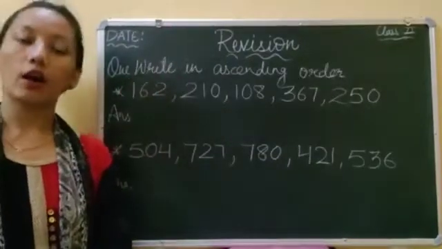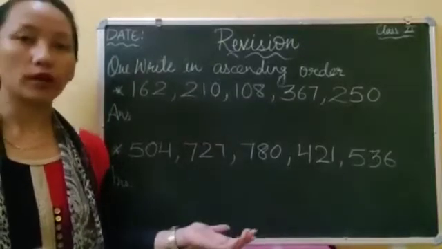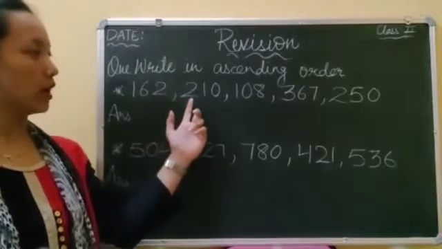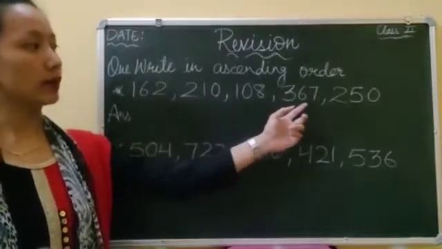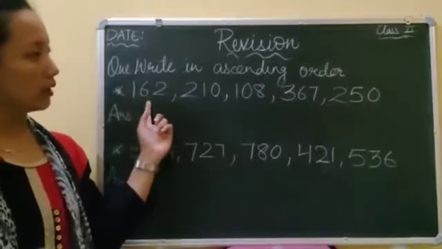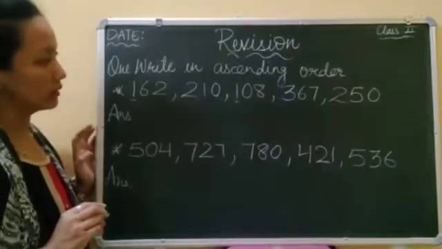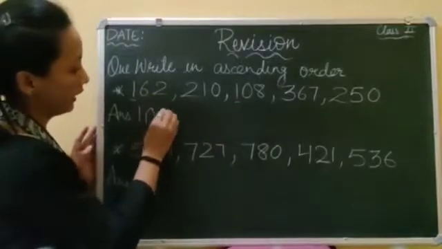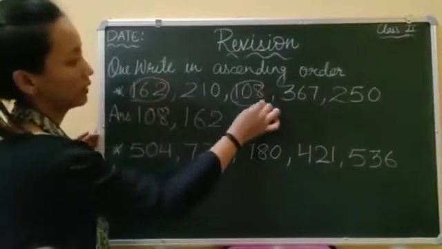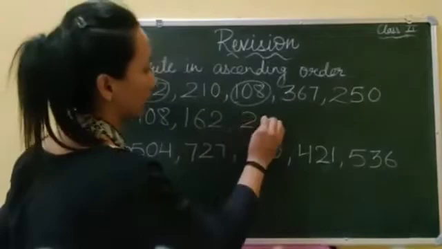Okay. Write in ascending order. Ascending order means going up. That means arranging numbers from the smallest to the largest. Right? Okay. Here we have the numbers 162, 210, 108, 367 and 250. Can you find the smallest number? Here we have 108 and 162. So tell me which is the smallest? Yes, 108. Then we have 162. This is done. Now here, after 1, we have 200. That means 210.